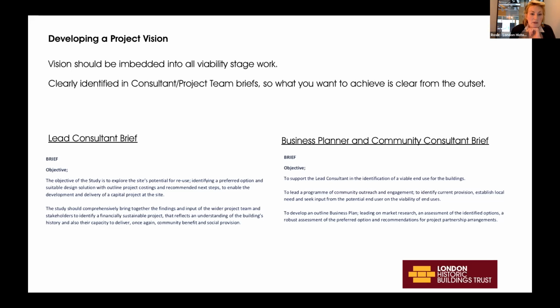You can see that we've been extremely explicit that we want this project to explore ways that they can have the capacity to deliver, once again, community benefit and social provision. So our project team is clear that we're not going out to make lots of money. This isn't a commercial project. We want something that's financially viable, but also socially impactful.